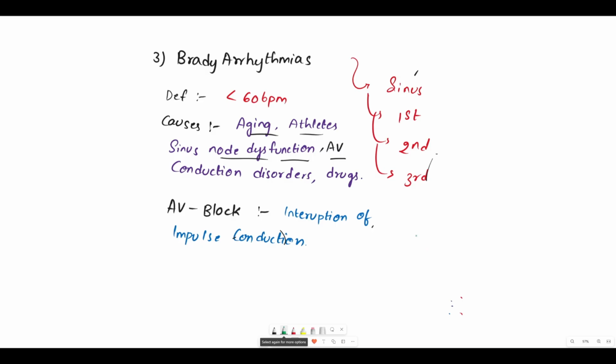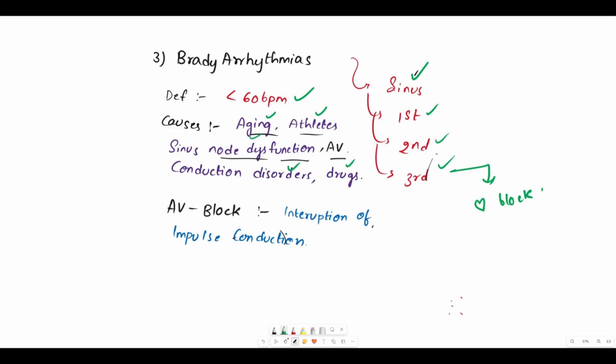Coming to the last type of arrhythmias, bradyarrhythmias. In this condition, you know the subtypes under this. One is sinus bradycardia, and you have first degree, second degree and third degree AV blocks. In that, third degree is the one which leads to heart block. So in the bradyarrhythmias, the heart rate will be less than 60 beats per minute. Some causes for this are aging, athletes, sinus node dysfunction, AV conduction disorders, and certain drugs.